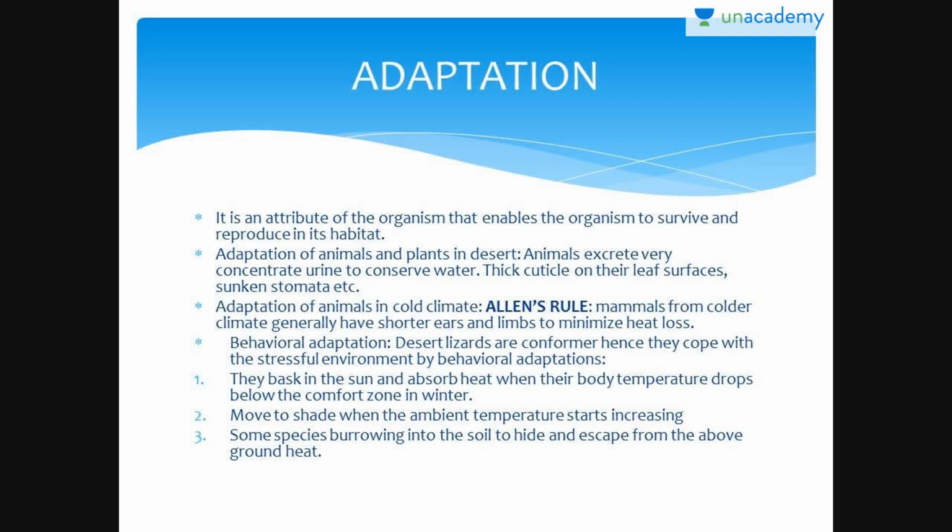So adaptation occurs in animals in desert, adaptation of plants in desert like xerophytes, then adaptation of animals in cold climate, adaptation in high altitude. Then there are behavioral adaptations as well. So, adaptation of animals in cold climate follows Allen's rule. That means the mammals from colder climate generally have shorter ears and limbs to minimize heat loss.